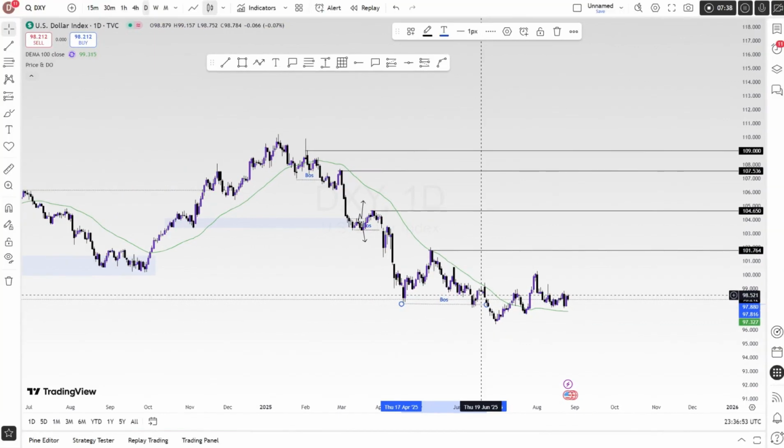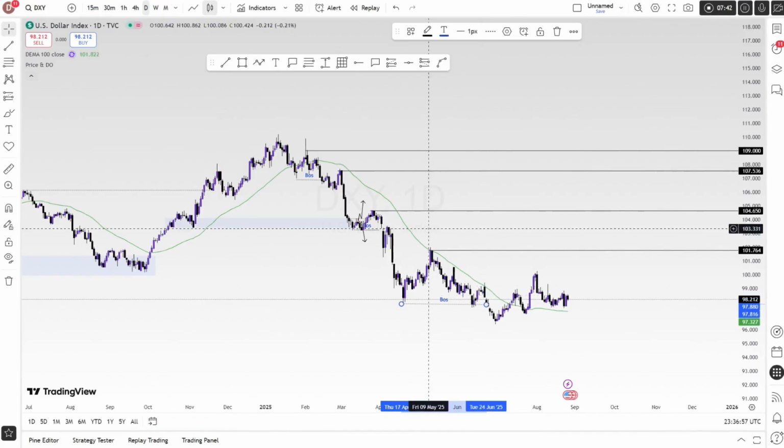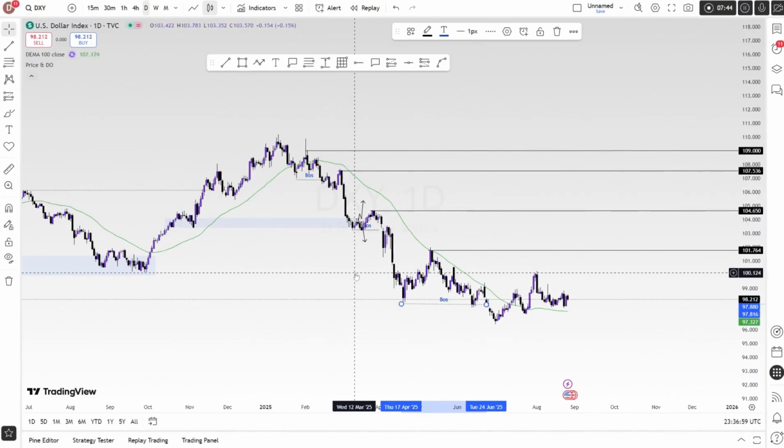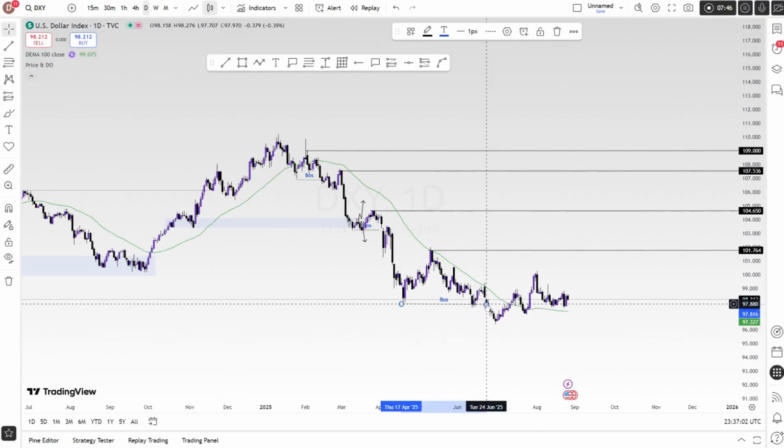At the beginning of the video, I said something about break of structure and change of character. Now this is a break of structure. This is a break of structure. This is a break of structure. For you to now say price has changed character, there's a change of character or market structure shift.